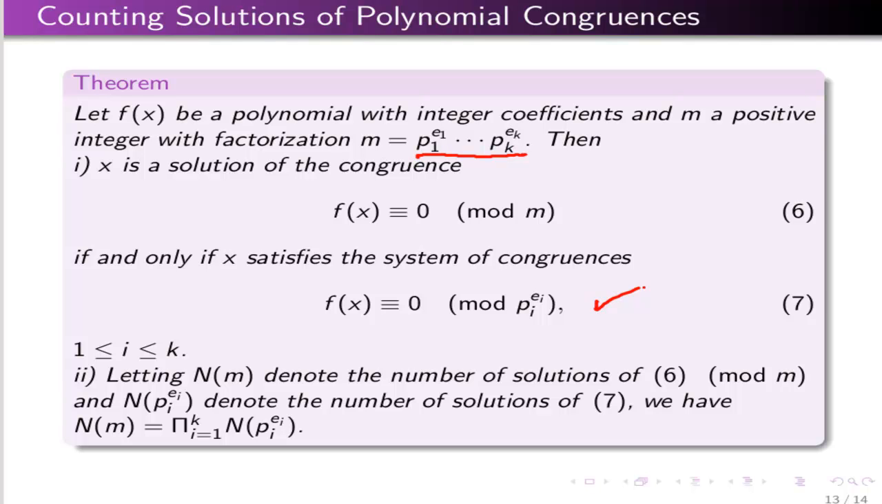And so if I want to count the number of solutions, let's let capital N of m denote the number of solutions mod m, and capital N of pi to the ei, the number of solutions mod pi to the ei. Then the number of solutions mod m is the product of the numbers of solutions mod each of the prime powers. And this is a straightforward theorem.